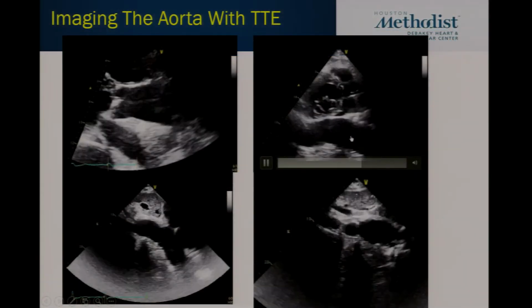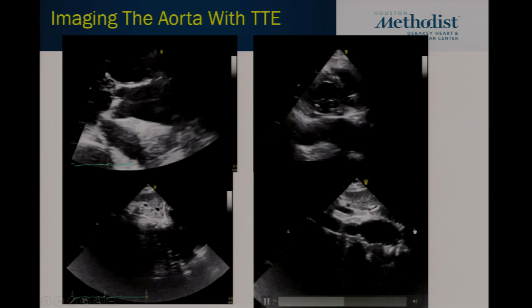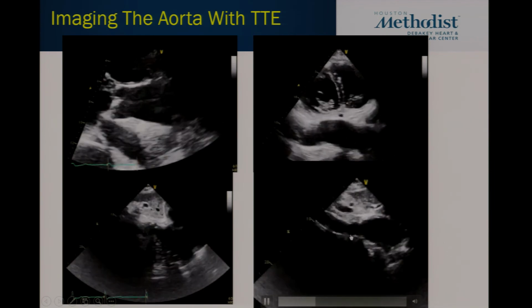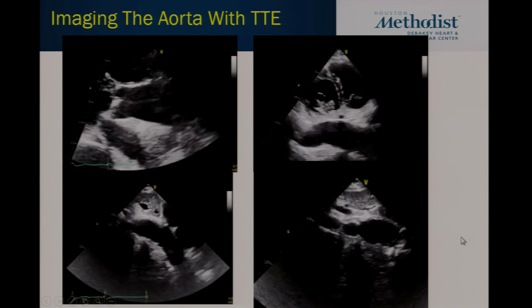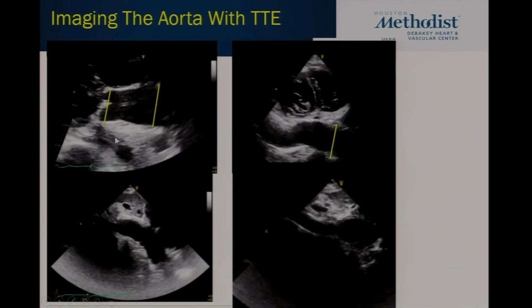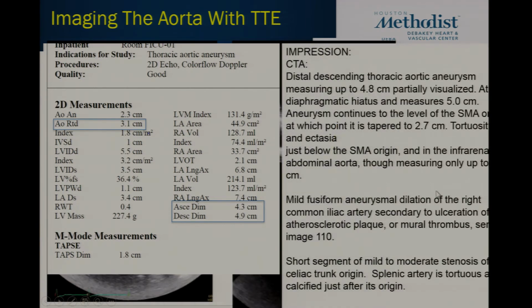We can actually see a lot of geometric distortion and aneurysmal formation of the aorta. This is thoracic aorta becoming abdominal. This is the tail end of that big aneurysm. And in fact, we got these measurements done by 2D, so that we had 3.1 for the root, 4.3 for the ascending, 4.9 for descending, and it was between 4.8 and 5 by CT in the descending.